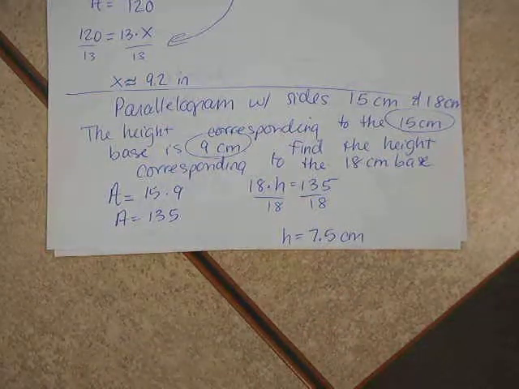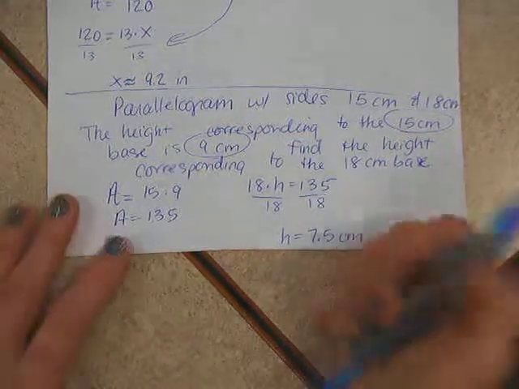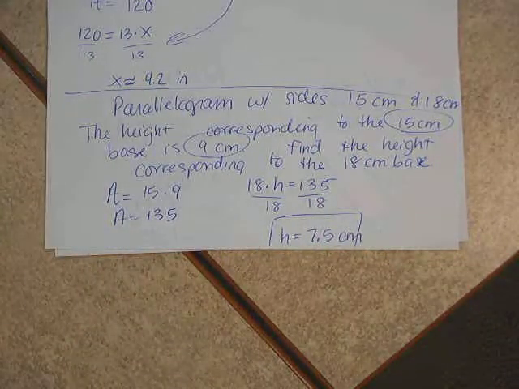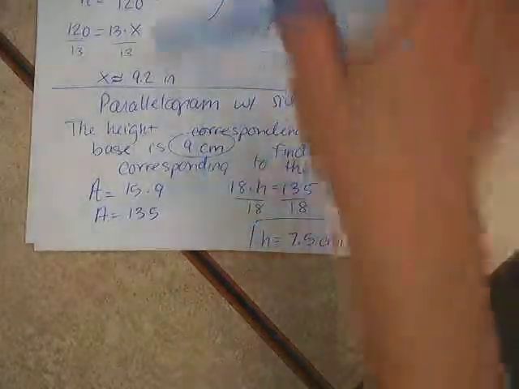Okay, now again, if you wanted to set this up all in one shot, you could say 15 times 9 equals 18 times h, and you'll have one equation to solve for h. Okay, so you're basically setting each pair of dimensions, the product, equal to each other.